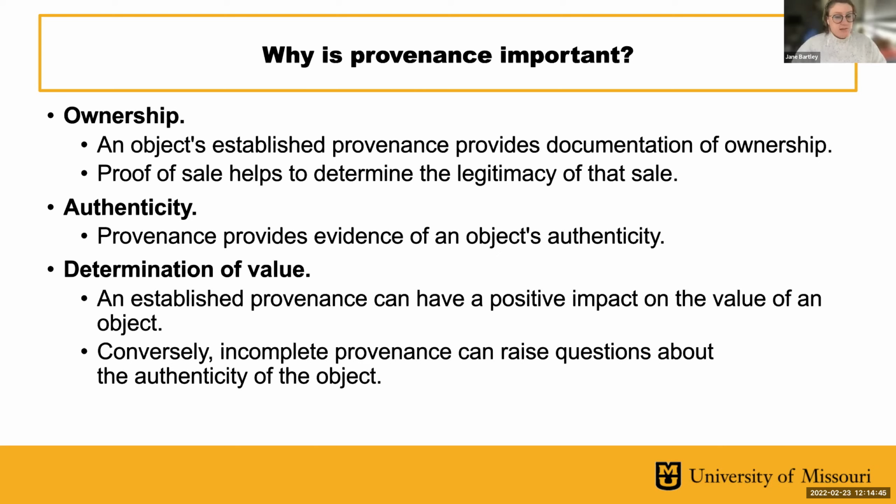And then my last bullet here is on value determination. Depending on the situation, the value can range from monetary, like the Antique Roadshow folks, to sentimental. So that established provenance can have a positive impact on the value of an object, but incomplete provenance can have the opposite effect because it can lead to questions about the object's authenticity.